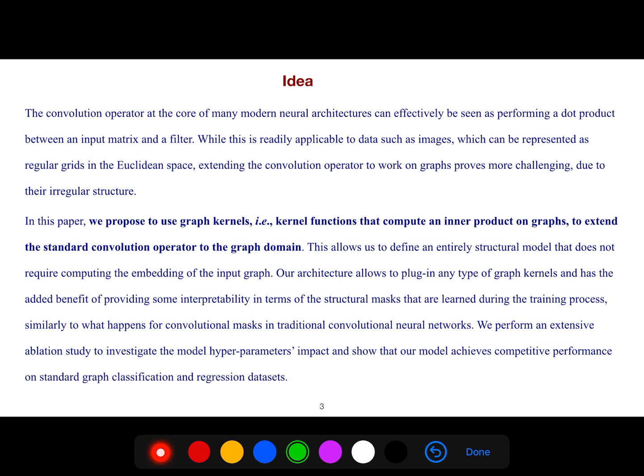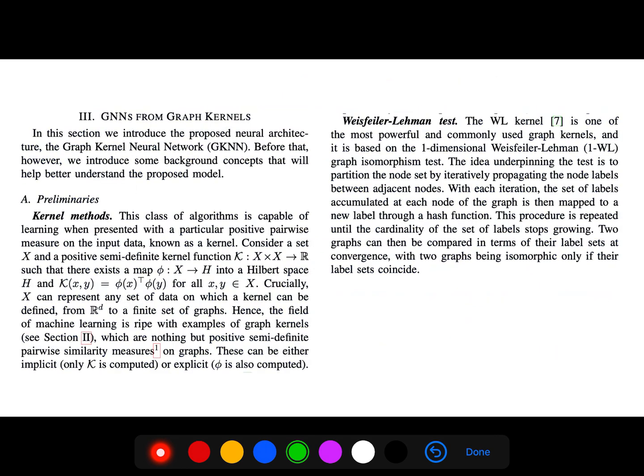So they propose graph kernels, which are functions that compute an inner product on graphs, to extend the standard convolution operator to the graph domain. Of course, this was their motivation as well, because in a convolutional neural network you have some filters. So why not use it for graphs? This idea that we can learn filters for graphs is what this paper is about.